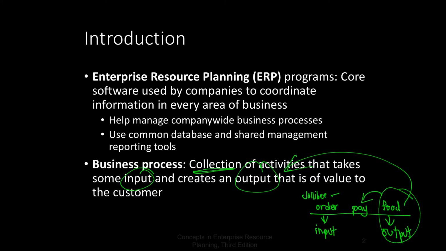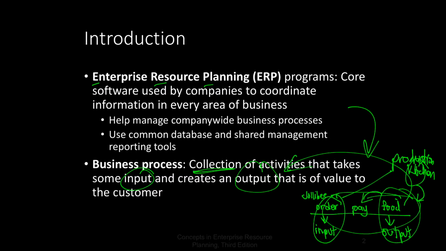Now, what is an ERP program? ERP means Enterprise Resource Planning. These are core software used by companies to coordinate information in every area of the business. Going back to our Jollibee example, when you place an order, the cashier enters your input into its ERP program. Now, what you order appears on the production, or let's say the kitchen, so that they can create your Chicken Joy. Once you pay, they issue you a receipt, and then the kitchen gives the cashier the food for you to have. If you can see, there is a sharing of information between the three activities ongoing. So it means that the ERP program centralizes all the data.